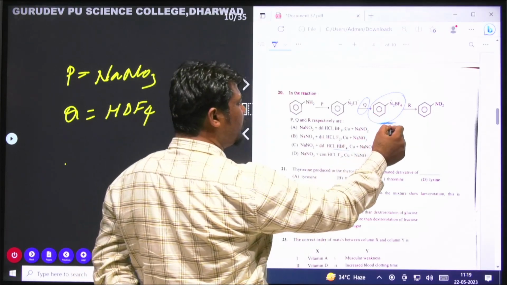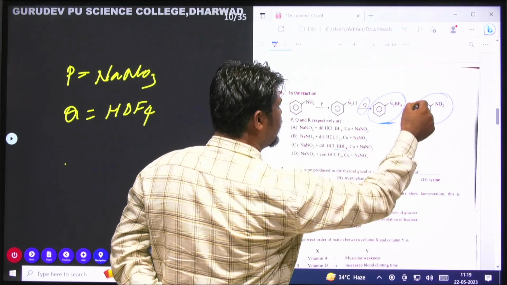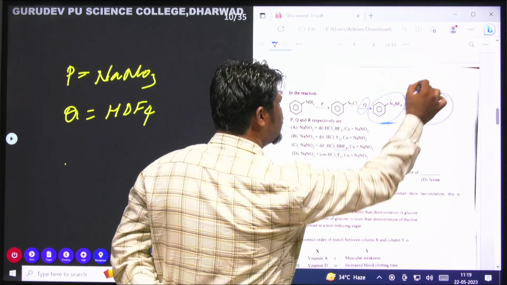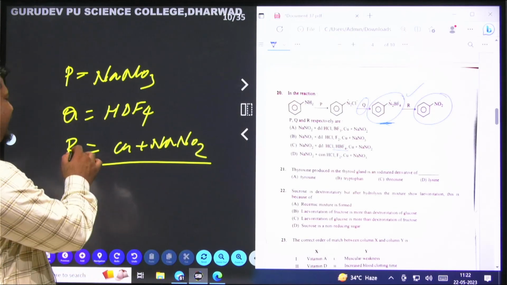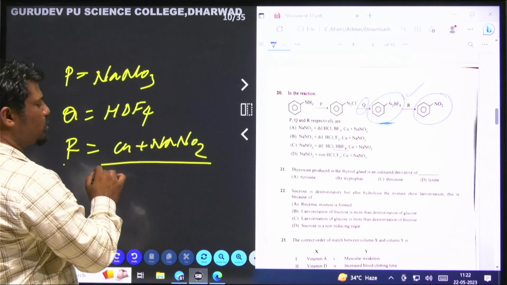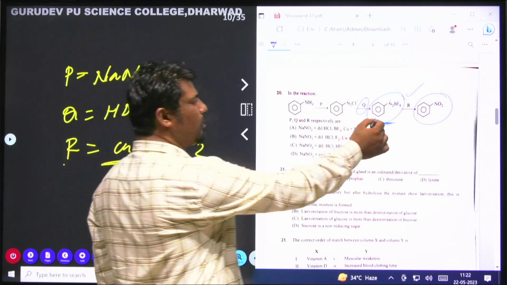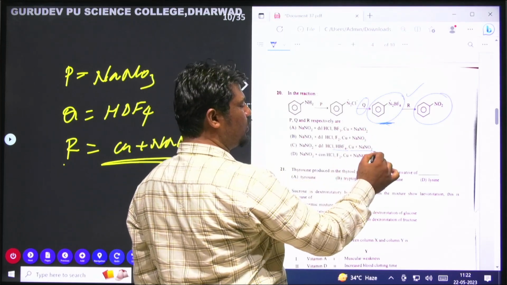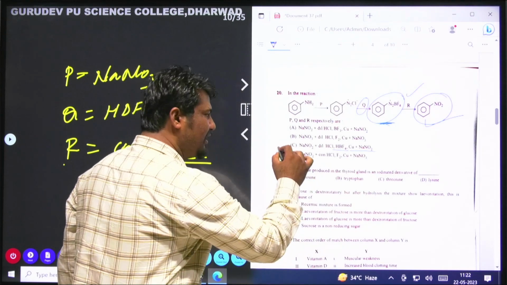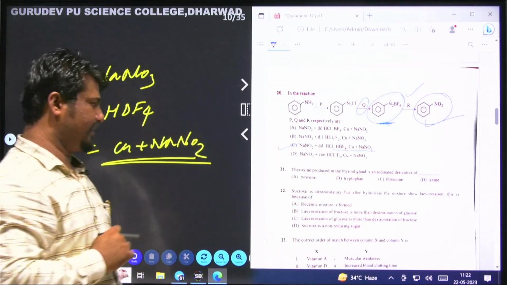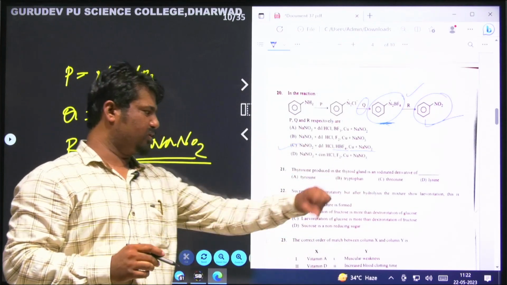When this further molecule is converted into nitrobenzene, now which reagent R is required? For R, we need to take copper with sodium nitrite. So here R is copper with sodium nitrite. This molecule is reacted with copper and sodium nitrite. It will give nitrobenzene. So that is the reason why the answer is C. Next, the 21st question.